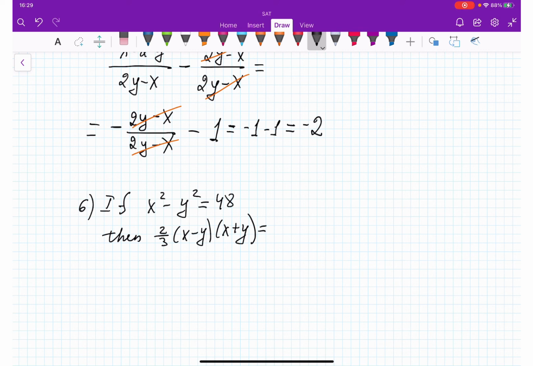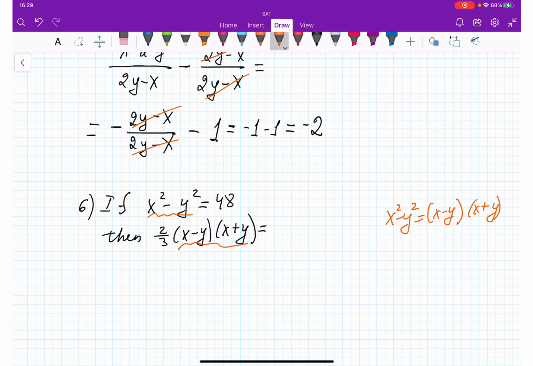First of all, let's do drafting here. x squared minus y squared is (x minus y)(x plus y), right? So this piece is equal to this piece. All we need to know, this is the same, right? x squared minus y squared and (x minus y)(x plus y). So, which means 2/3 of it is going to be 2/3 of 48, right?